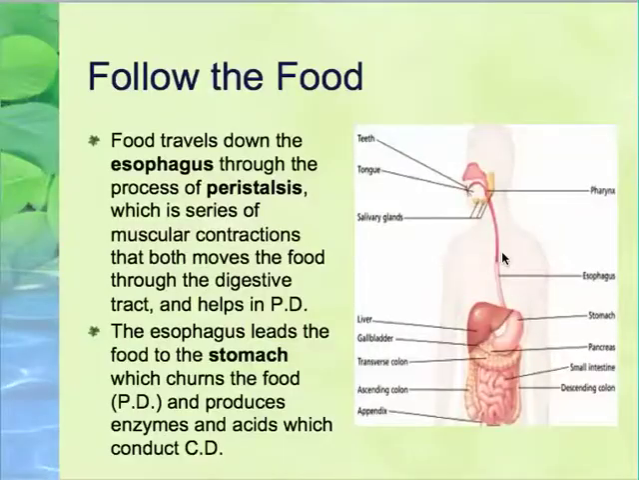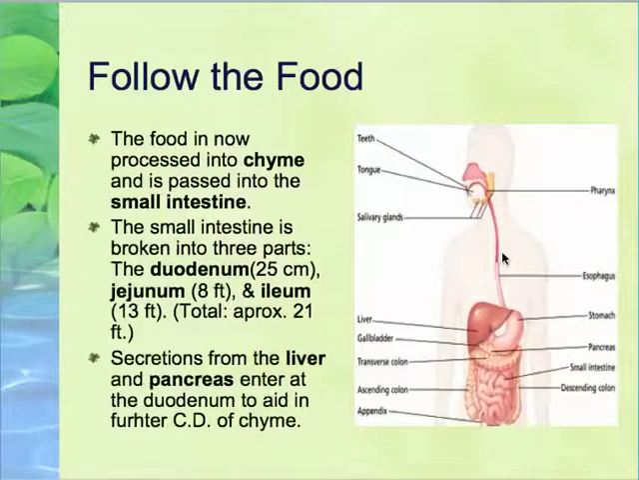All right, so once the stomach is done, it produces a substance called chyme, and chyme is now passed into the small intestine. All right. Small intestine is broken down into 3 parts. The duodenum in the human is about 25 centimeters, the jejunum, which is about 8 feet, and the ileum, which is about 13 feet, for a total of 21 feet. Now, I don't know about you, but that doesn't sound very small. Okay, the small intestine is actually longer than the large intestine.